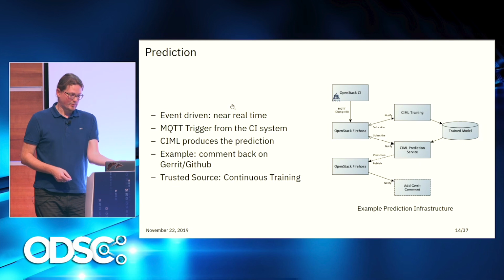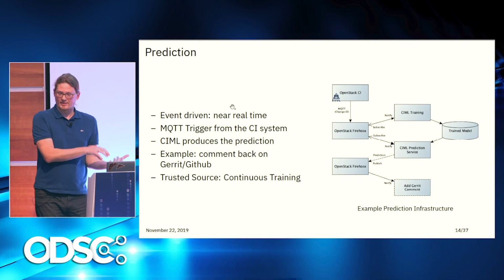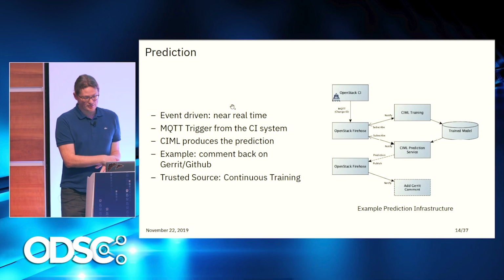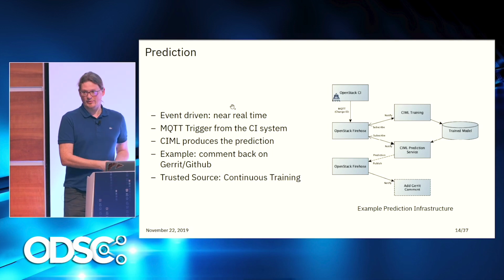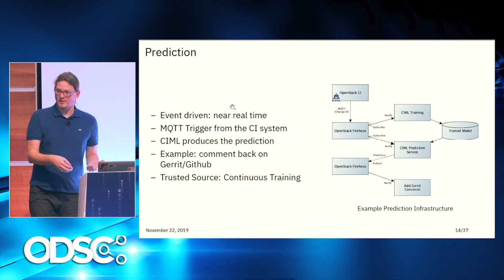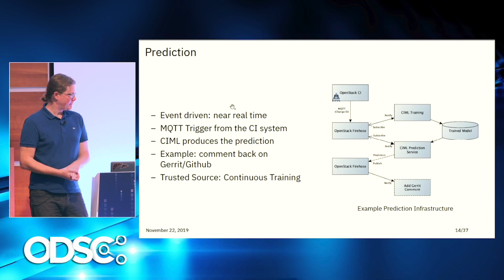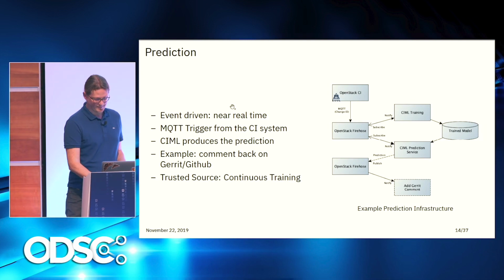We can do what we call continuous training because we trust the CI system as a trusted source of data for doing continuous training. The prediction that is produced by the prediction component can be used then to give immediate feedback, for instance, to the developer. So if we extract some insight from the data, we could publish back to GitHub or Gerrit the data that we obtained from the prediction.